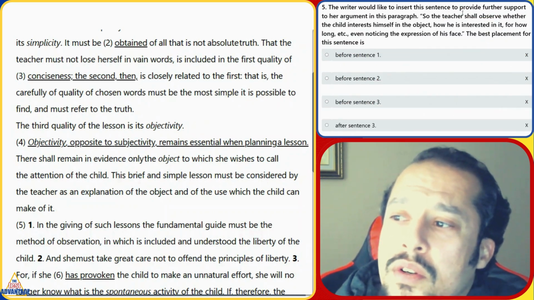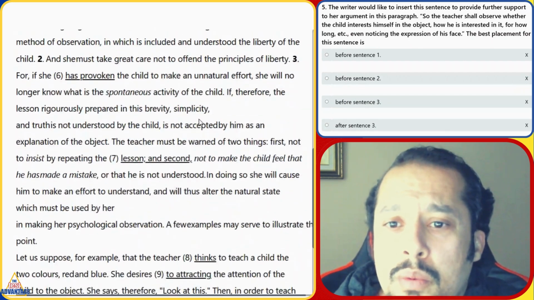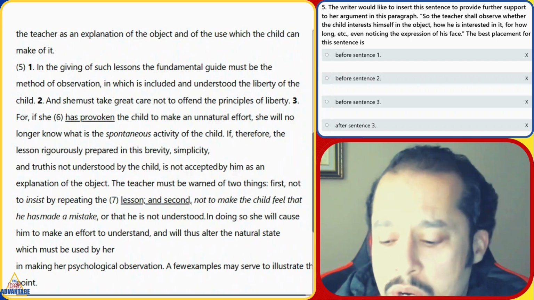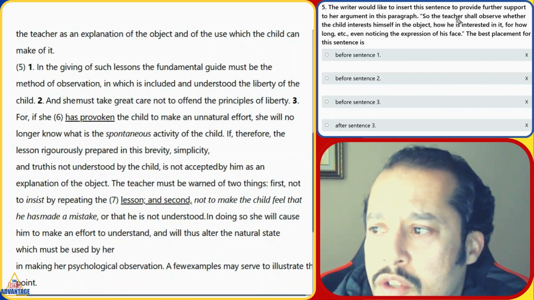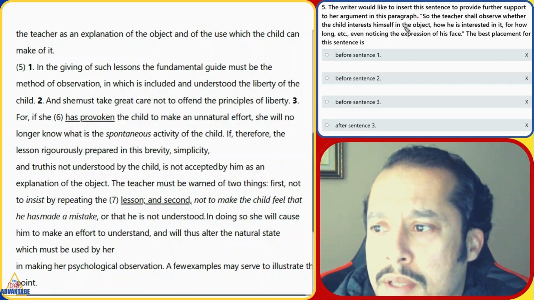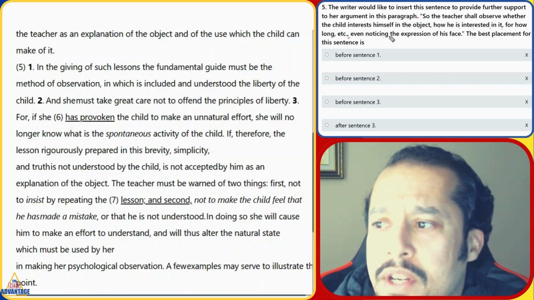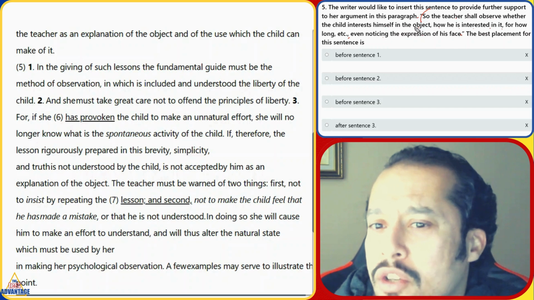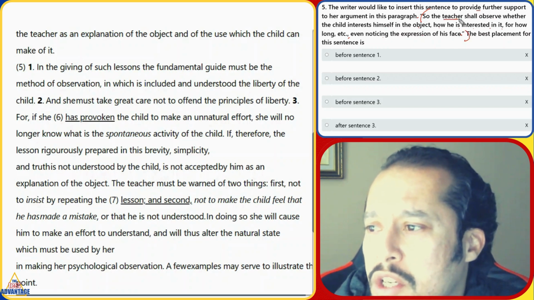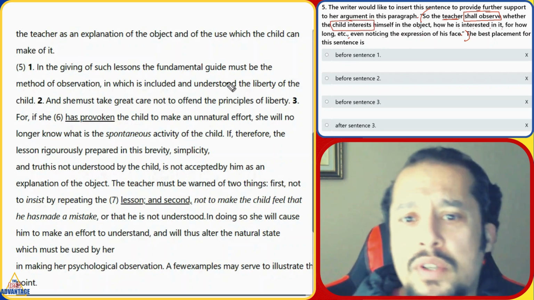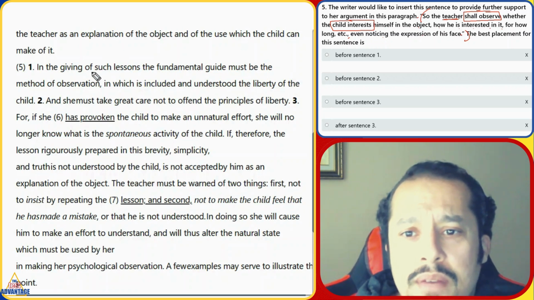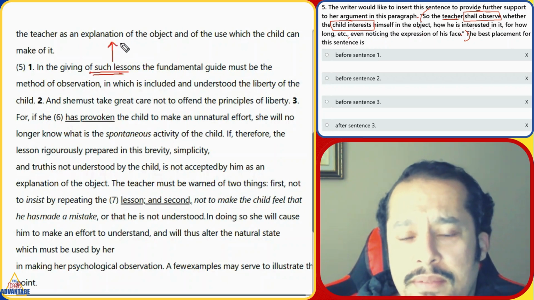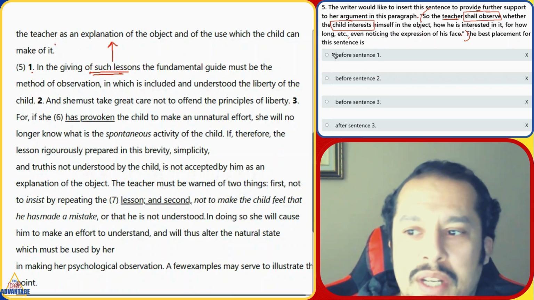Number 5, the writer would like to insert the sentence. Now, where will we put this sentence? So number 5, we're looking for some connection. So a teacher shall observe whether the child interests himself in the object, how he is interested in it, for how long, even noticing the expression of his face. So we're looking at interest. We're looking at the teacher, she must observe, and the child interests. Okay. So before sentence number one, in giving of such lessons, that يرجع تاني لobjectivity. So sentence one with previous paragraph, they're connected.